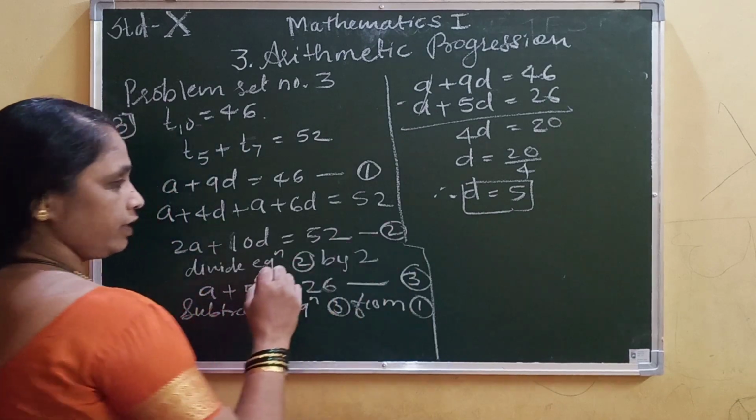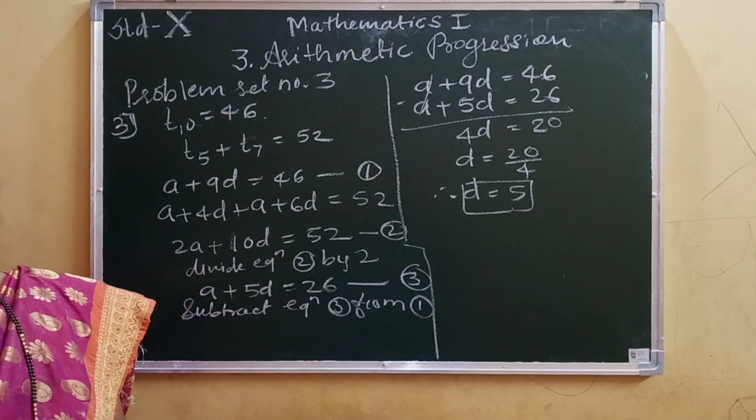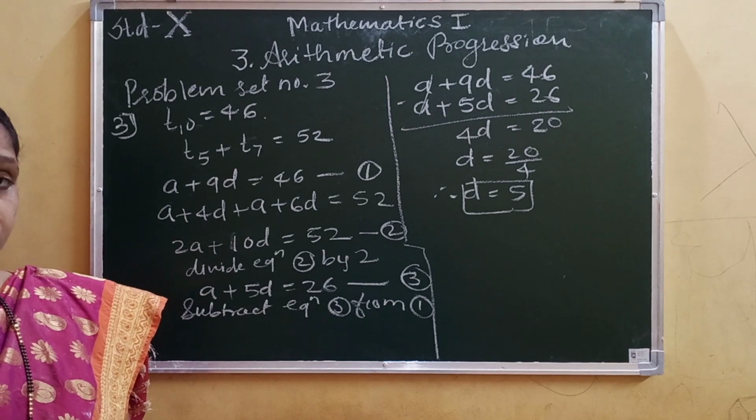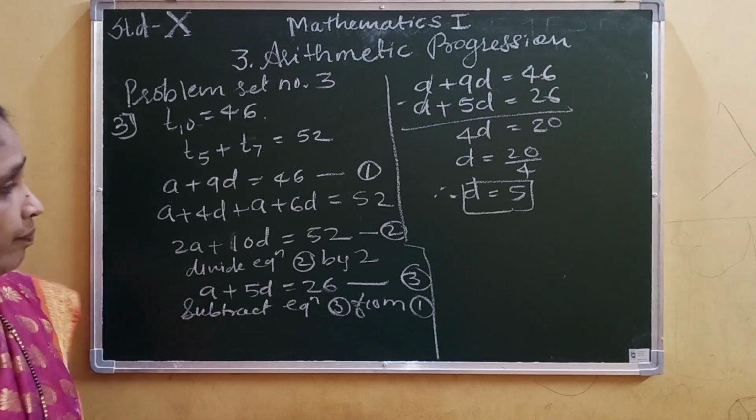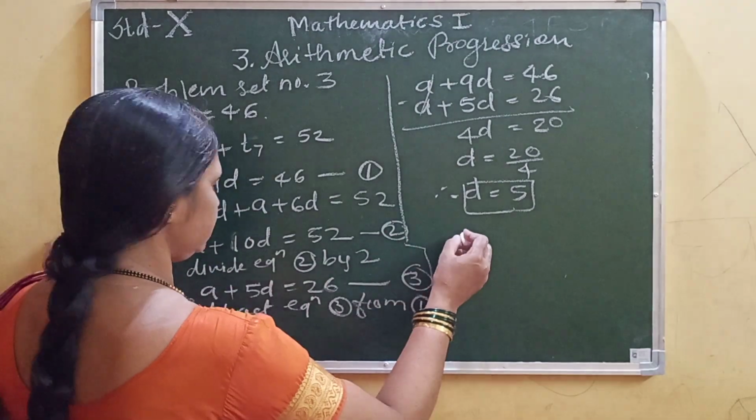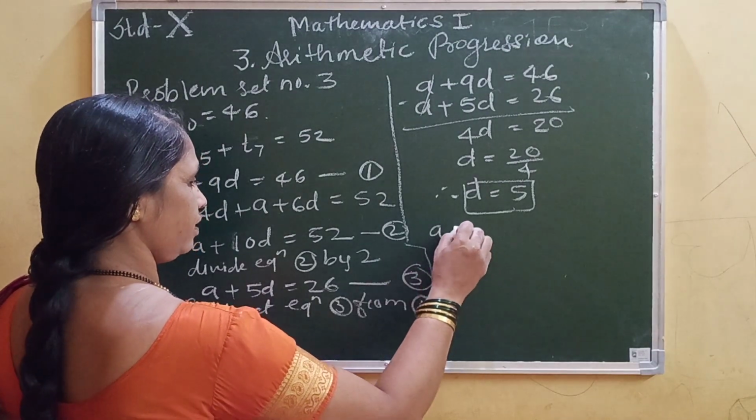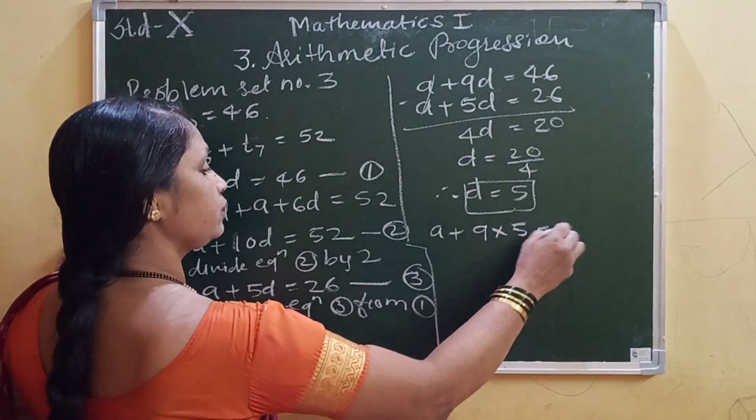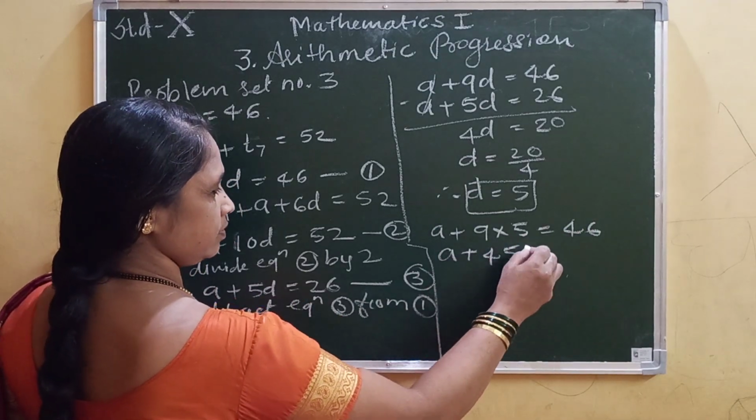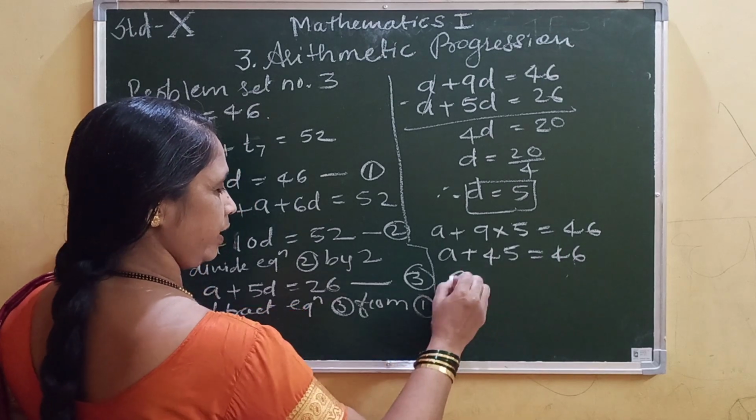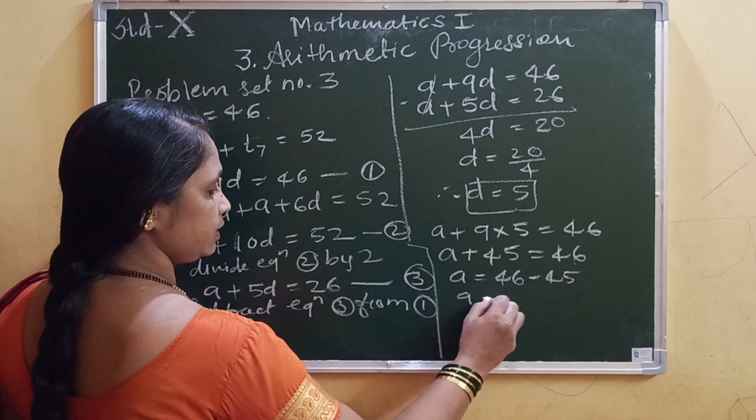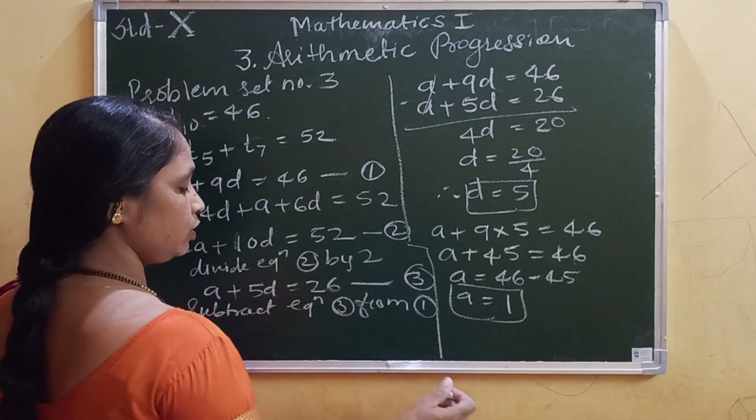Okay. We have got D. Now what next we have to find out? The AP we have to find out, means we have to find the series, first term, second term. Now we will substitute the value of D in equation 1. So D is equal to 5. A plus 9 into 5 is equal to 46. So A is equal to 46 minus 45. So A is equal to 1.